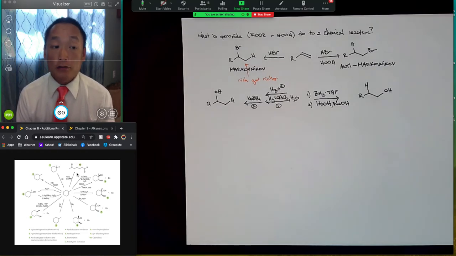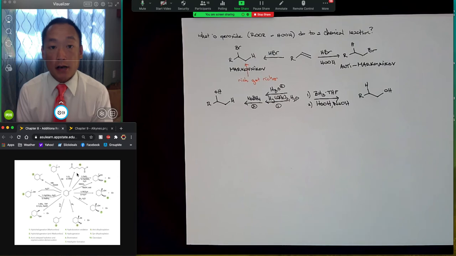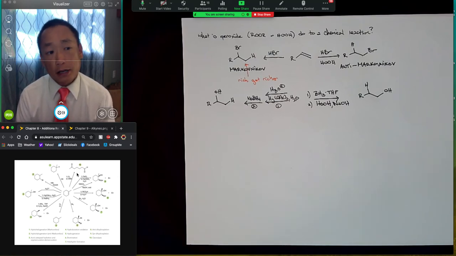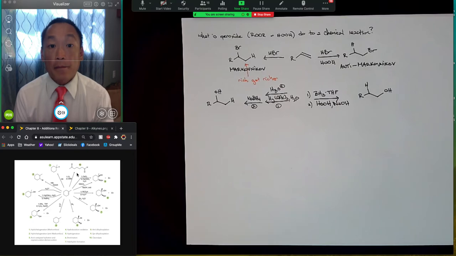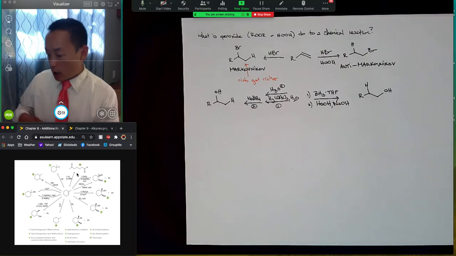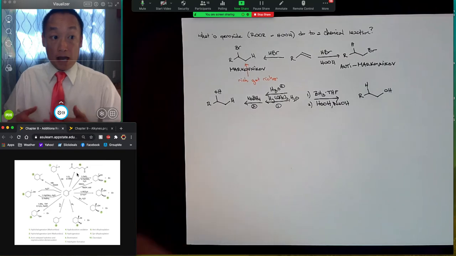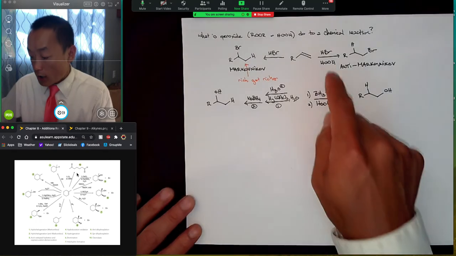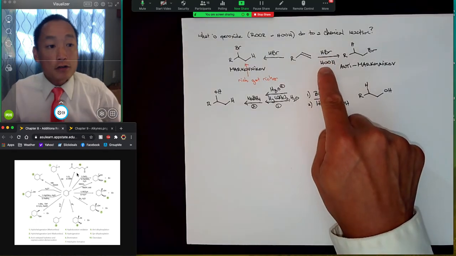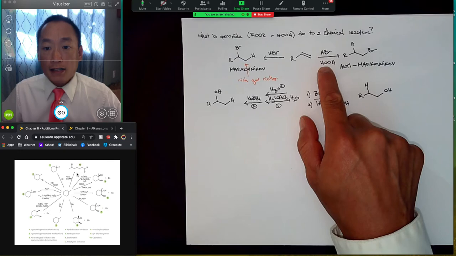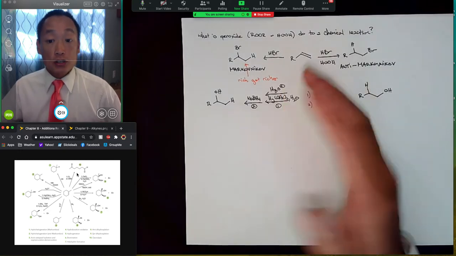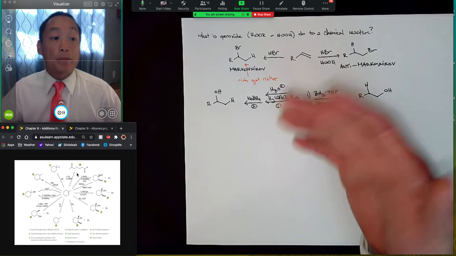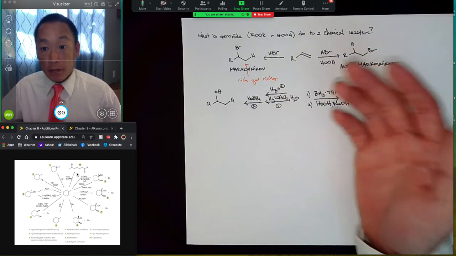Mechanistically, I can absolutely go through a nice long-winded mechanism to explain why this happens. We're not going to do that right now because it's not worth the time to explain something that is ultimately a pattern recognition type instance. You have been taught a mechanism that can be applied to a lot of these addition type reactions. And then you just have to acknowledge that when you start to see HOOH, peroxide, the addition is going to take place in the opposite regiochemistry that you would expect.